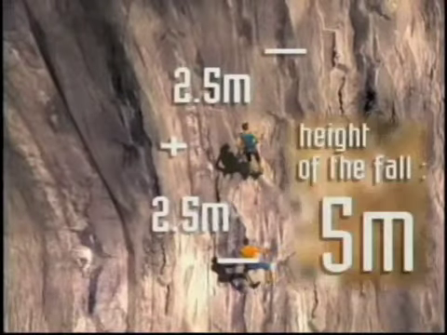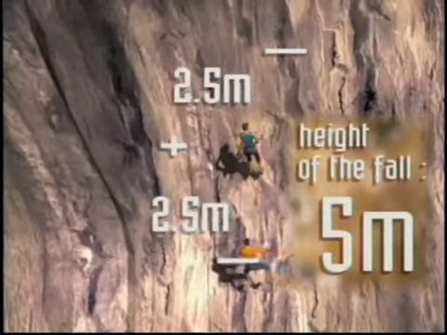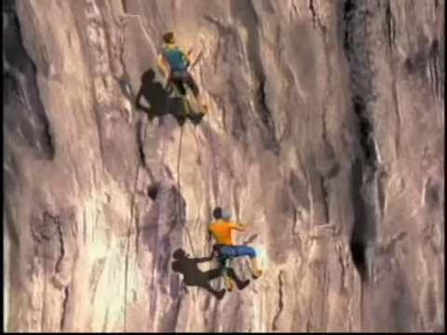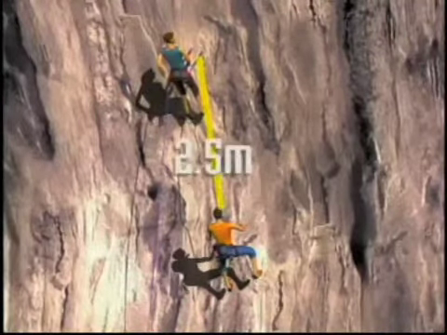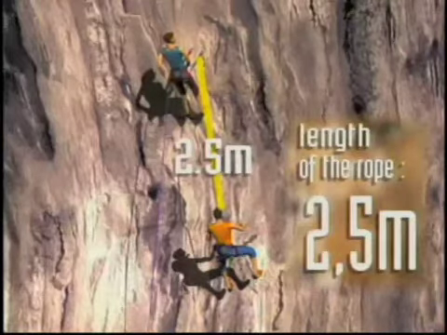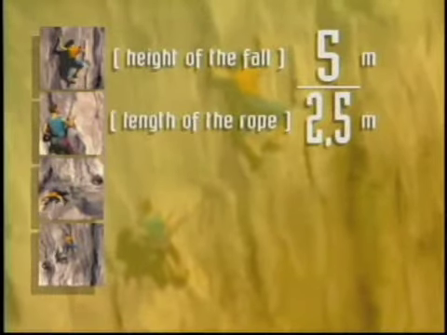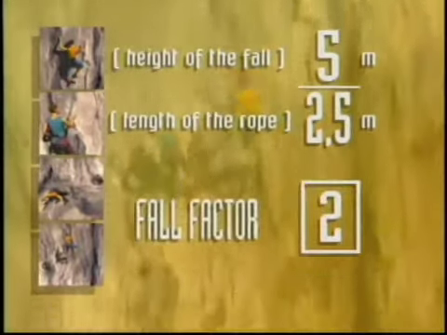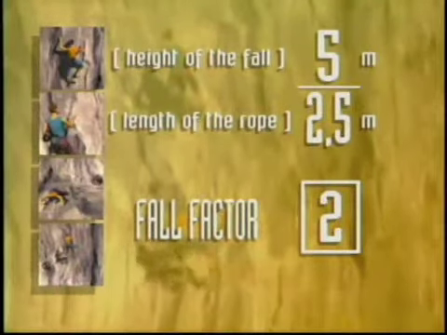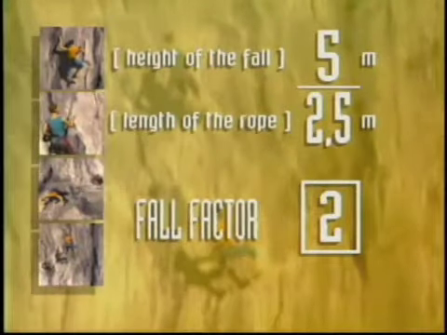His length of fall is again 5 meters. But this time the length of rope in use is only 2.5 meters. The fall factor becomes 5 meters divided by 2.5 meters, thus 2. In this case, the fall factor is 2, a critical factor for the climber.